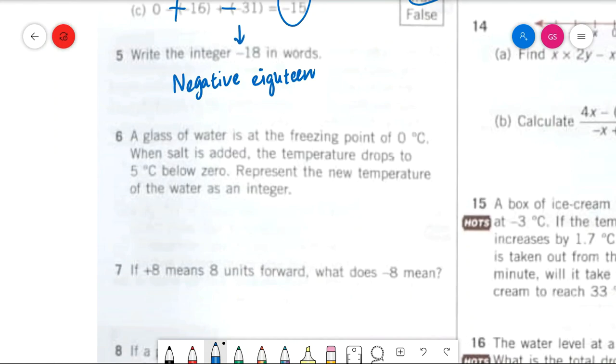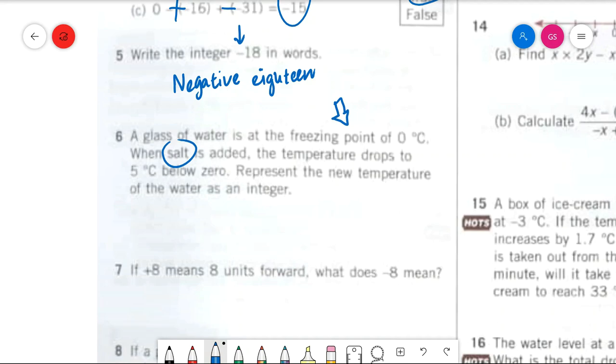A glass of water is at a freezing point of 0 degrees Celsius when salt is added. By the way, for a little bit more information, every time you add salt to ice, it will reduce the freezing point. It will reduce the freezing point lower than 0 degrees Celsius.